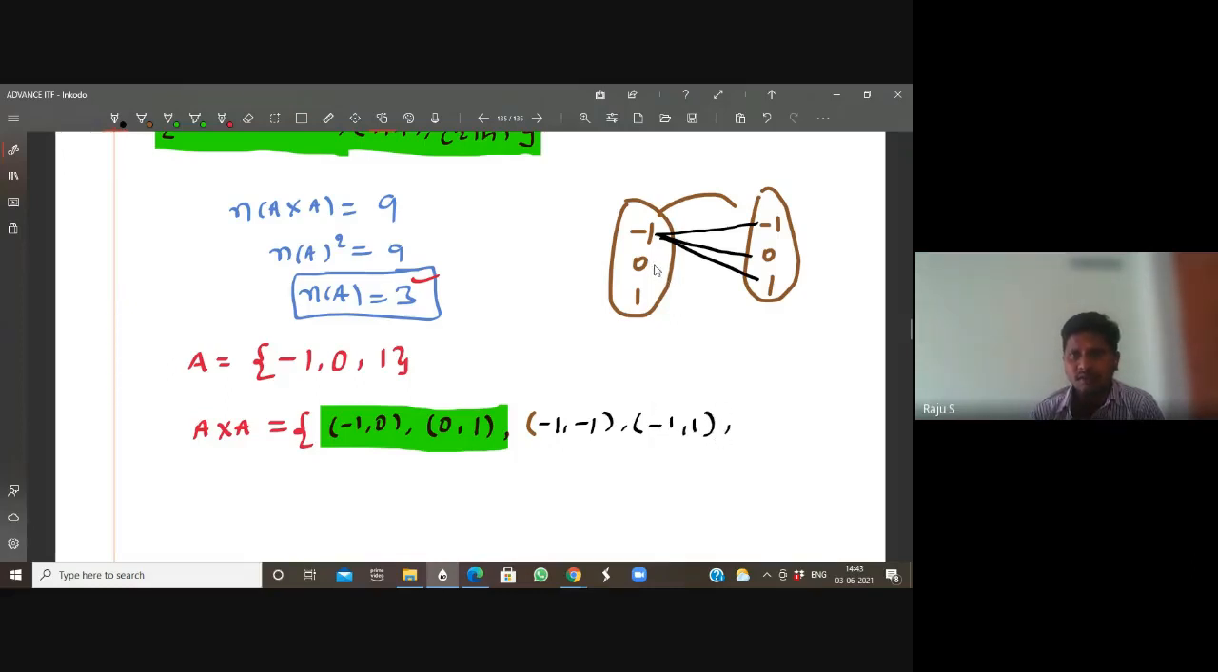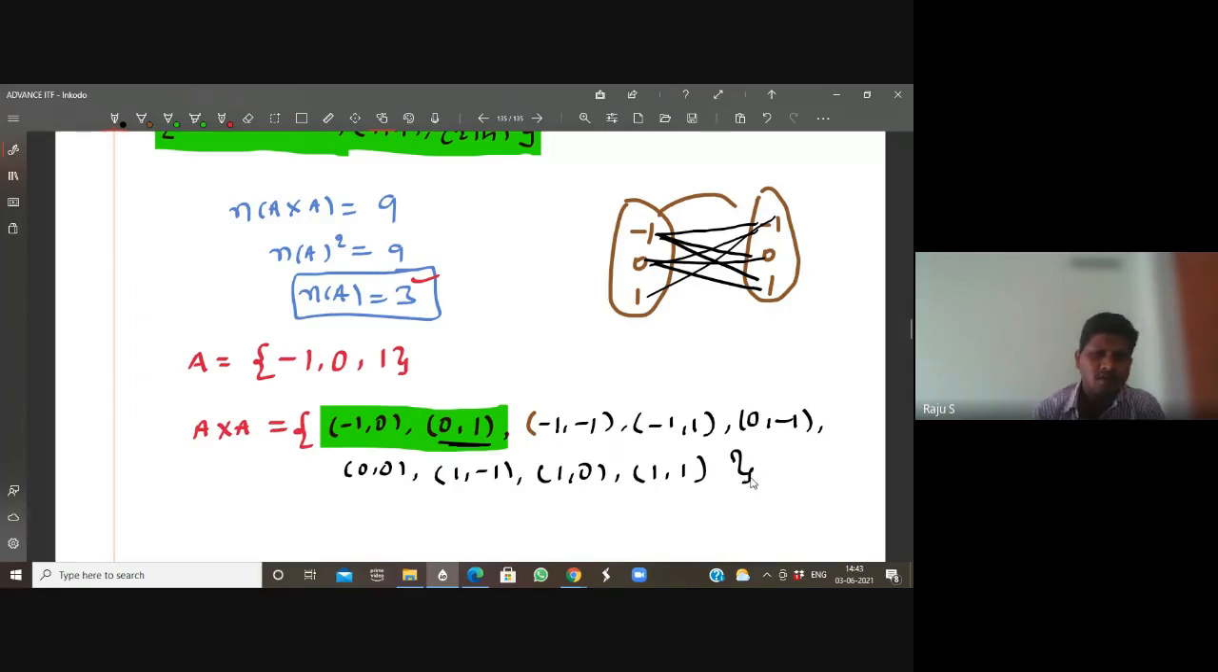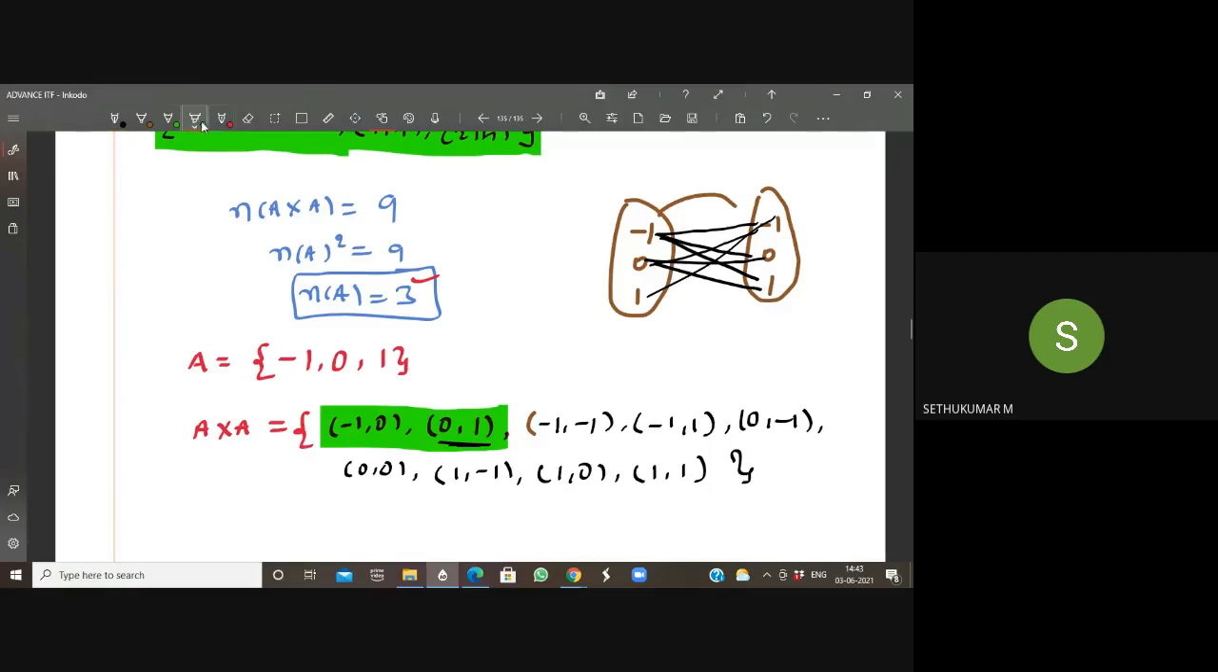Next, you can start with 0, 0 to -1. 0, comma -1 not given. Then 0 to 0, 0, comma 0 not given. Then 0 to 1, I think 0 to 1 is already given. Finally, 1 to -1, not given. 1 to 0, not given. 1 comma 1, not given. Is it right, students? Have you written? Yes, sir. That's it, simple.